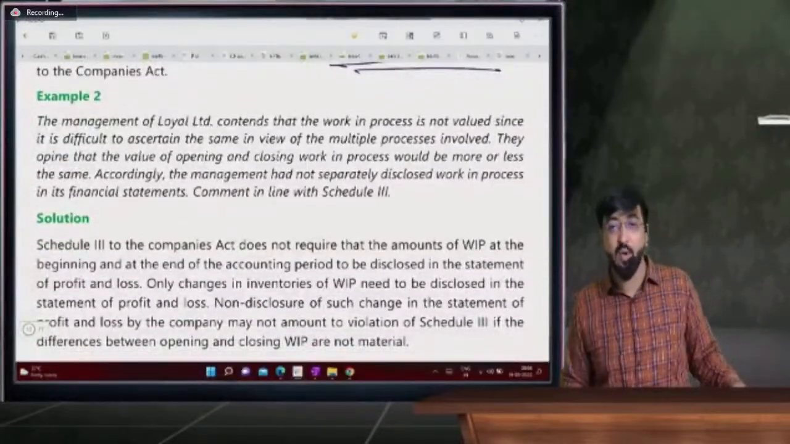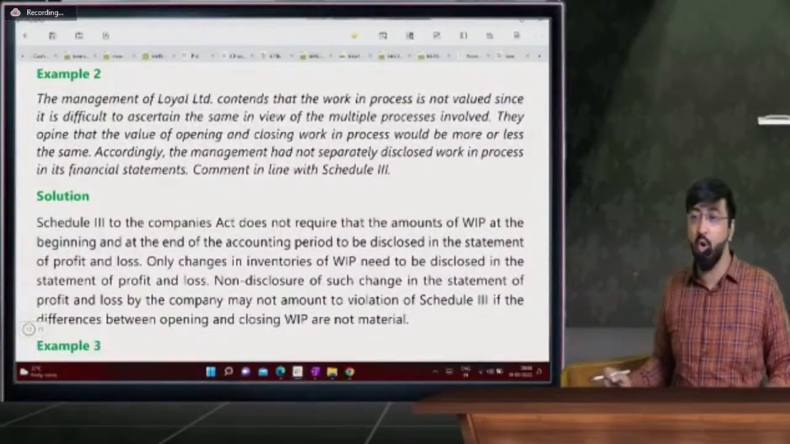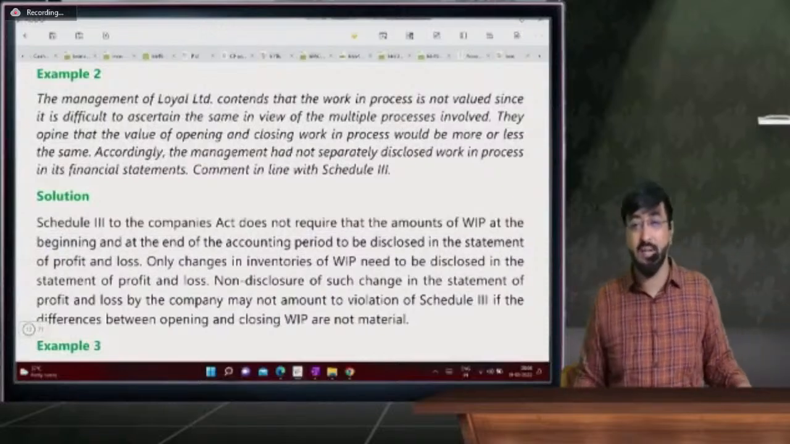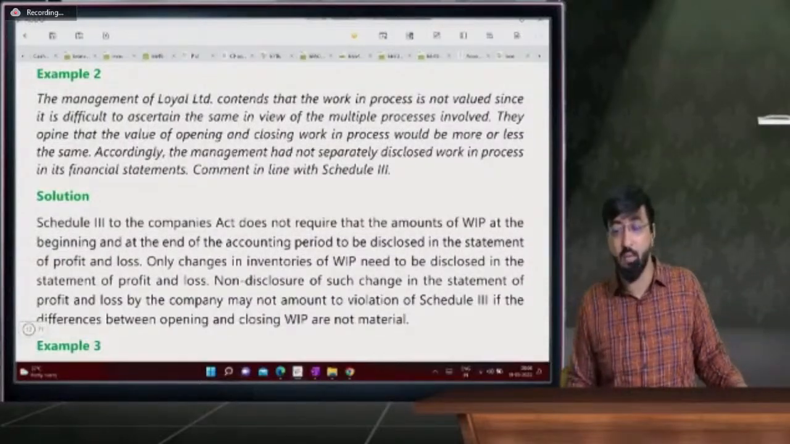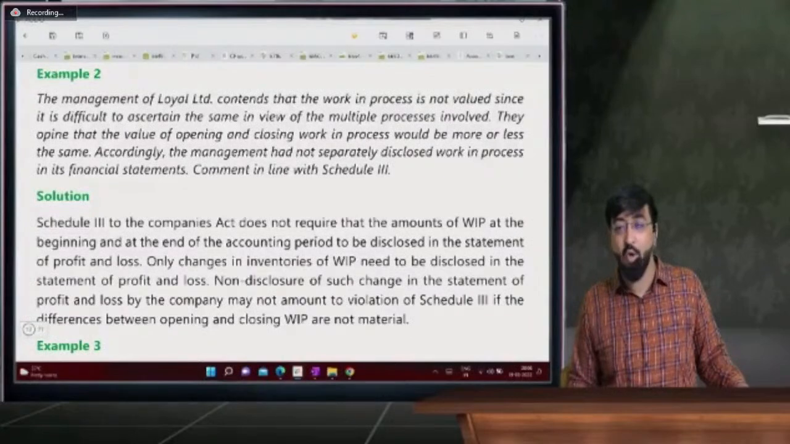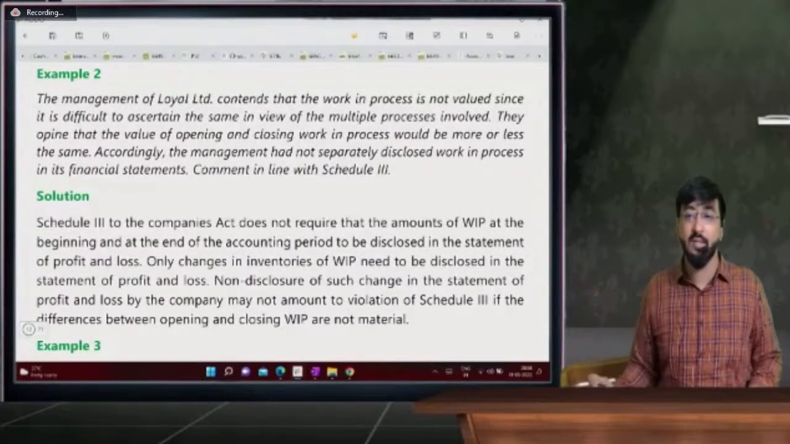The management of Lloyd Limited contends that the work in progress is not valued since it is difficult to ascertain the same in view of multiple processes involved. They opine that the value of opening and closing WIP should be more or less the same. Accordingly, the management has not disclosed it separately.